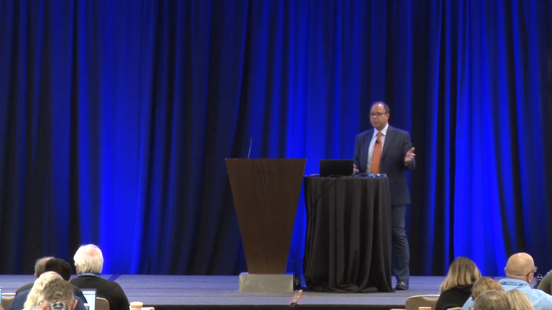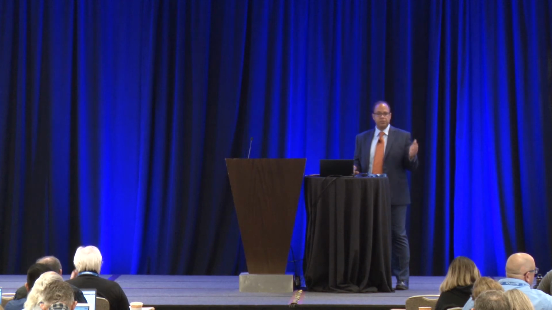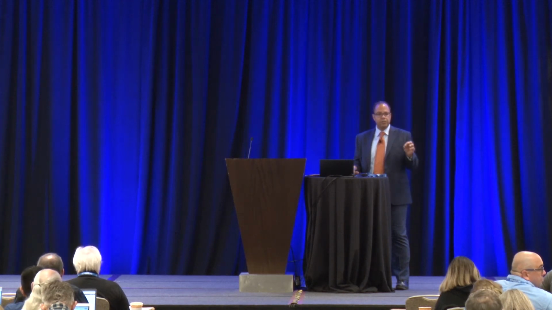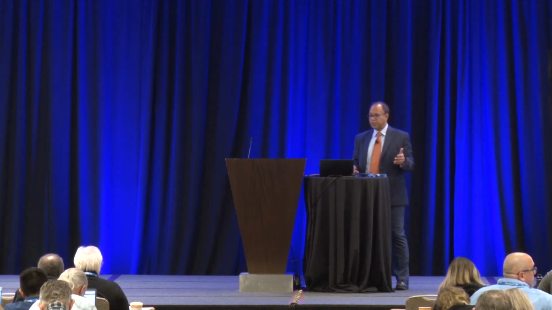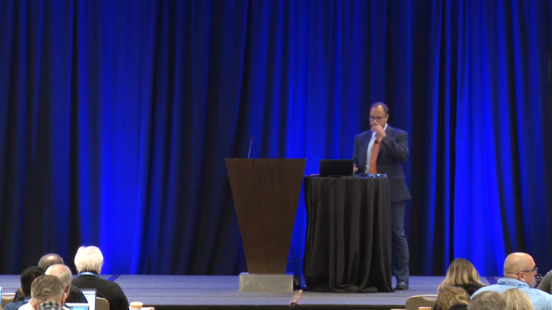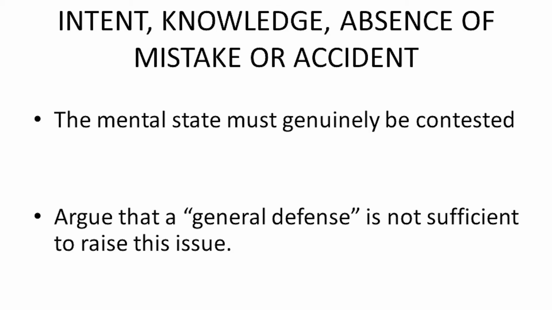That's different. Most people use motive as DAs for all sorts of reasons. By forcing them to explain what their reasons are, you then have an opportunity to make a better record as to why you think it's wrong. All right? Intent, knowledge, absence of mistake. This is like identity. Are these issues really contested? Have you actually made a defense that argues against intent or absence of mistake?